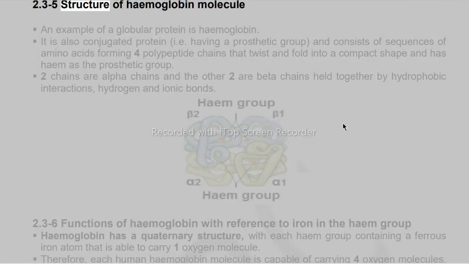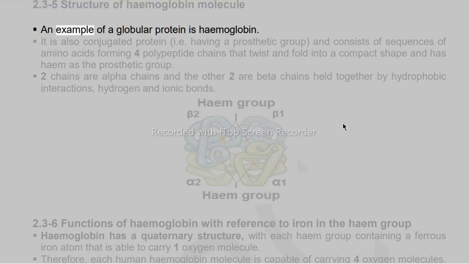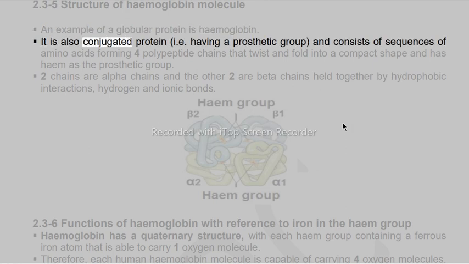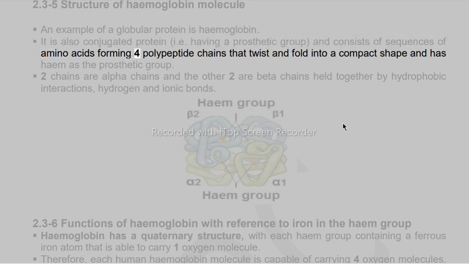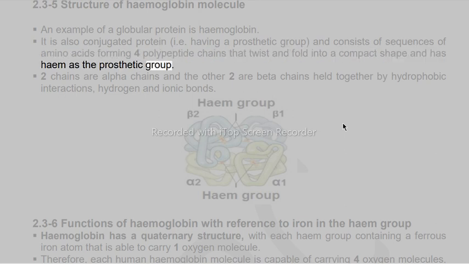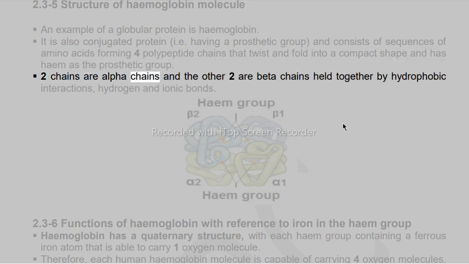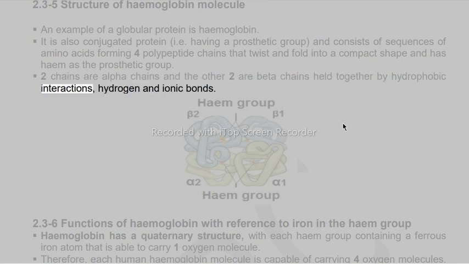2.3.5 Structure of hemoglobin molecule. An example of a globular protein is hemoglobin. It is also a conjugated protein, i.e. having a prosthetic group, and consists of sequences of amino acids forming 4 polypeptide chains that twist and fold into a compact shape and has heme as the prosthetic group. 2 chains are alpha chains and the other 2 are beta chains held together by hydrophobic interactions, hydrogen and ionic bonds.